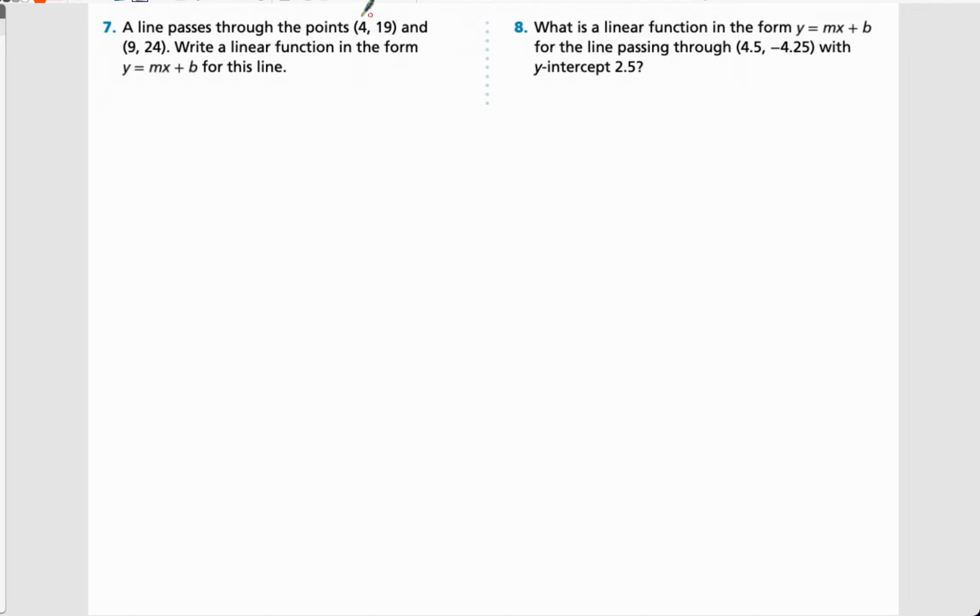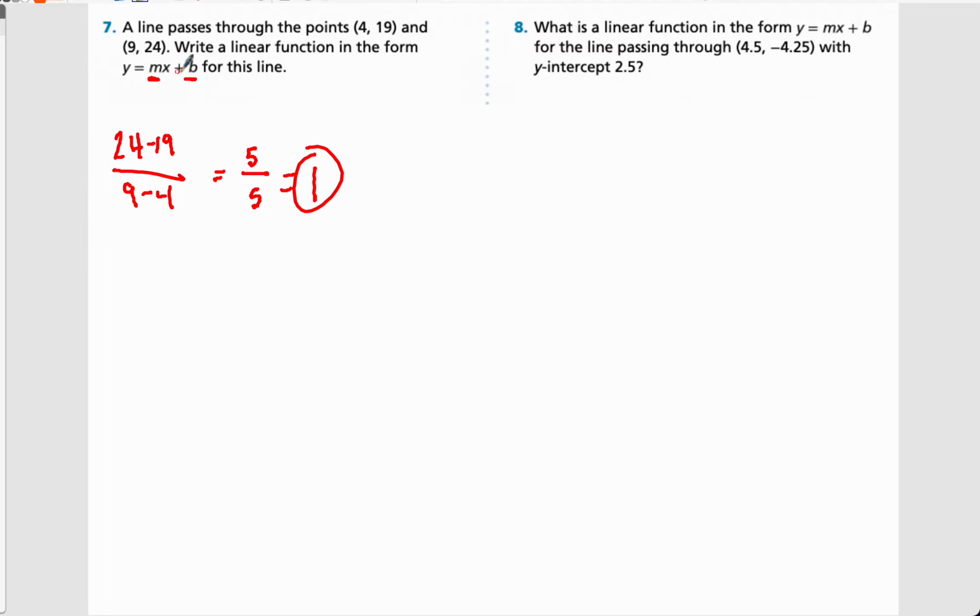A line passes through 2 points, (4, 19) and (9, 24). We need to write the function in the form y equals mx plus b. I've got to do two things. I've got to use the two ordered pairs to find my slope, and then I have to use one of the ordered pairs with the slope to find the y-intercept. So I need to do a little bit of math here. I'm going to do y2 minus y1, 24 minus 19, and then 9 minus 4. 24 minus 19 is 5. 9 minus 4 is 5, so the slope is just 1.